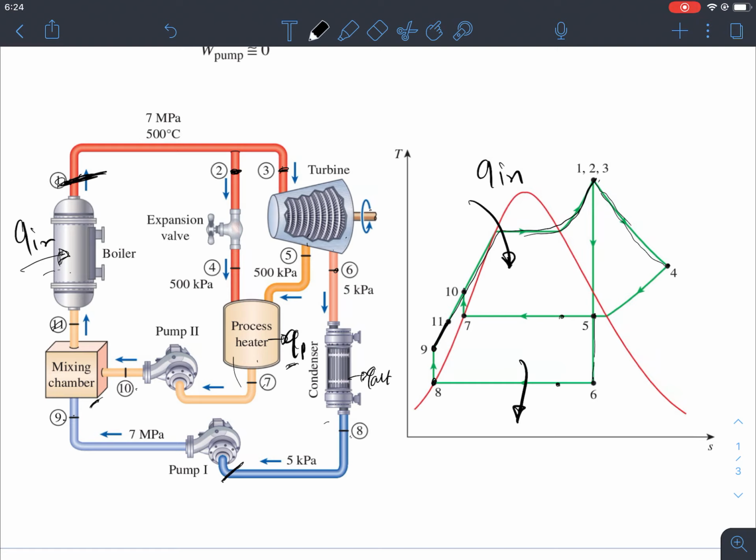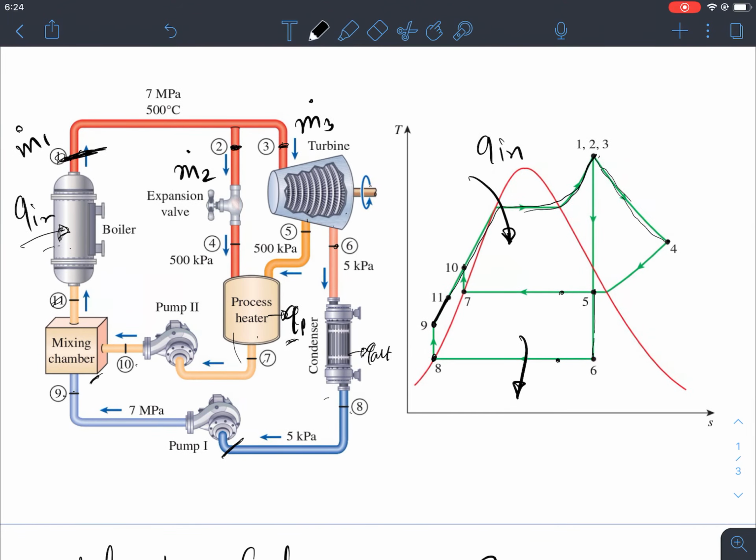In the process heater, two different types of heating are happening. If we consider this one as M2, this is M3, right, mass flow, and this is M1, right? Then M3 is basically dividing into M5 and M6, okay? So here it will be M2 times H7 minus H4 plus M5 times H5 minus H7, okay?